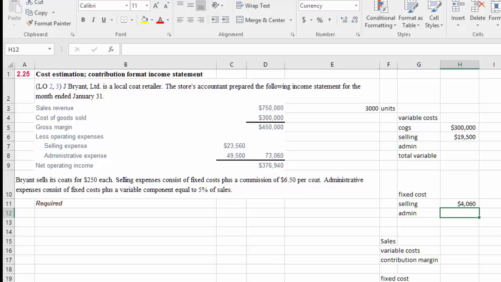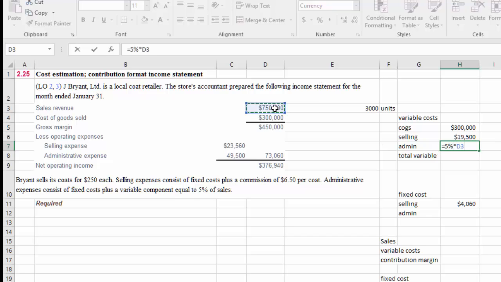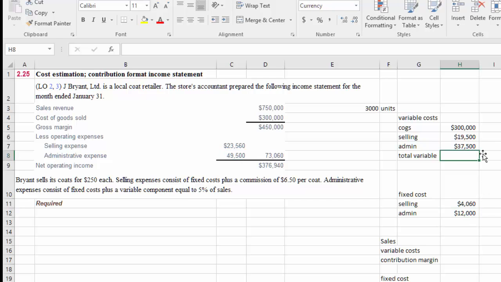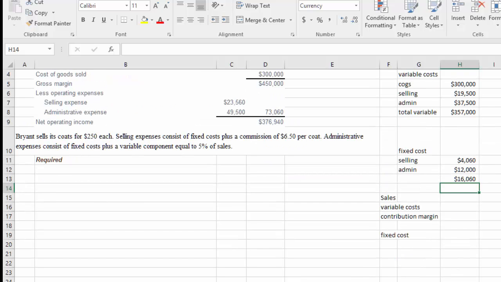Now the administrative expense, you notice here, says administrative expense consists of a fixed cost plus a variable component equal to 5% of sales. So we're going to go 5% times our sales, which is $750,000, which is $37,500, and then the difference is going to go to fixed cost. So our fixed cost is our $49,500 minus our $37,500, and we have this here. Okay. So our total variable cost is $357,000. Our total fixed cost is $16,060.